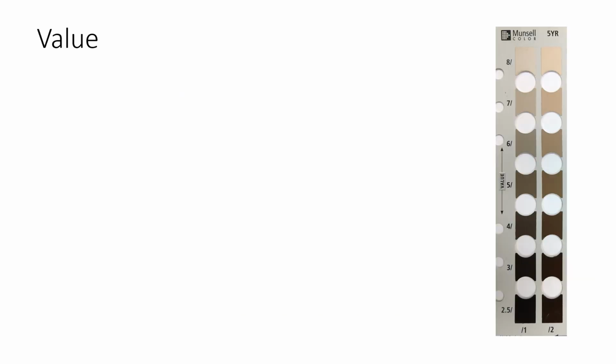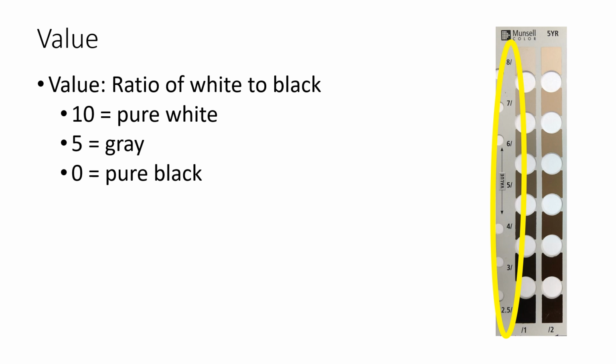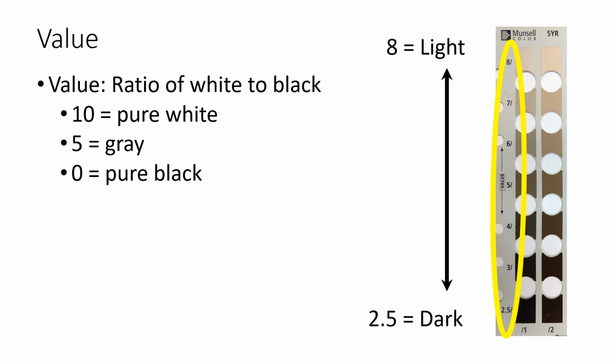The next characteristic is the value, and the values are these numbers you see here. It's the ratio of white to black. 10 is pure white, 5 is gray, and 0 is pure black. So in this case we have the color book, and on that side the value runs vertically, going from 8 to 2.5.